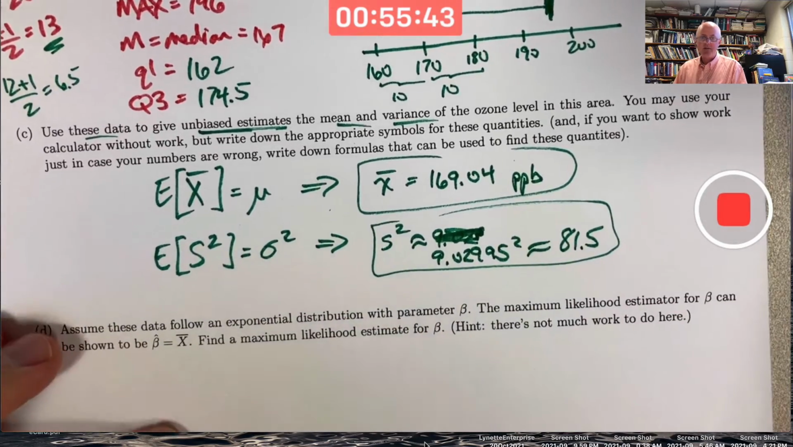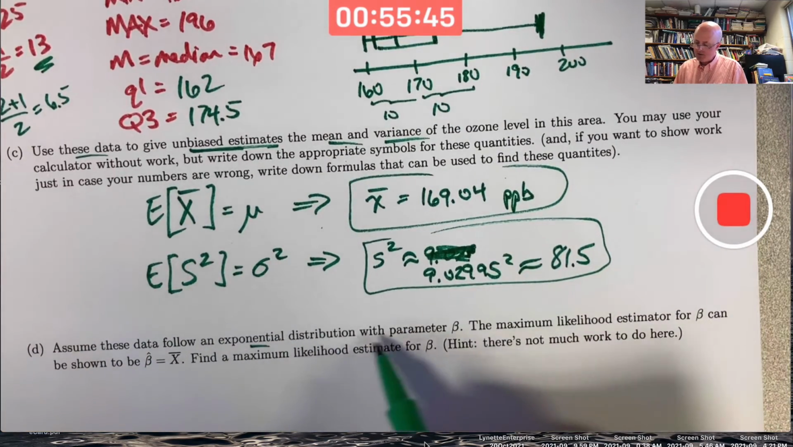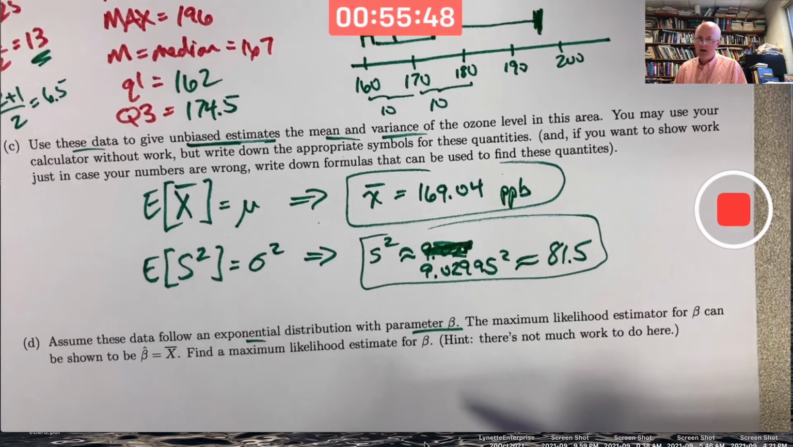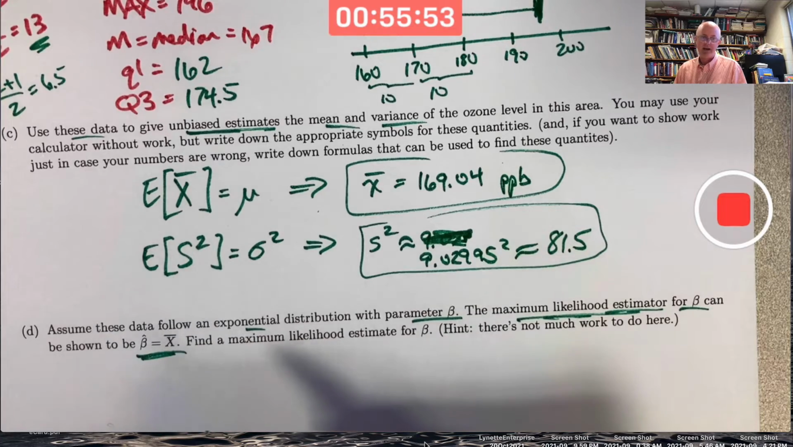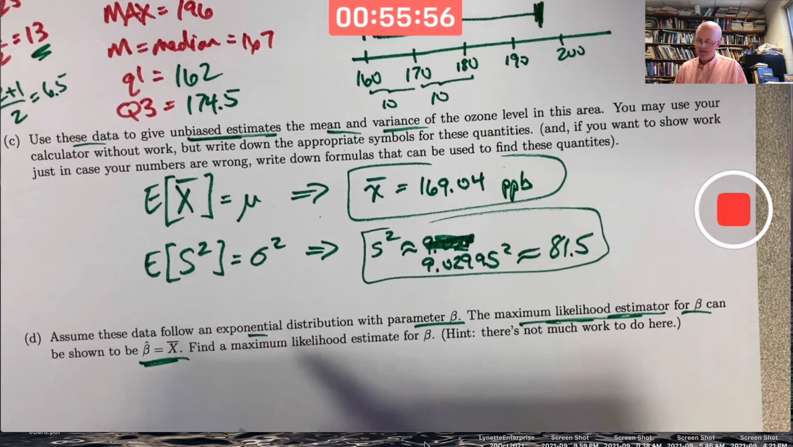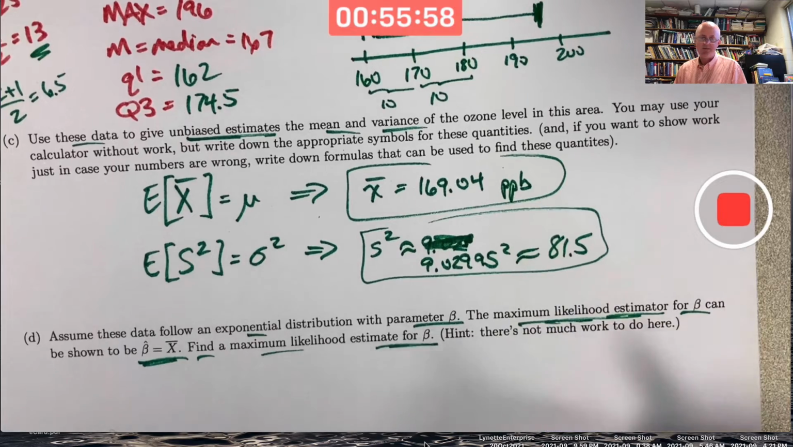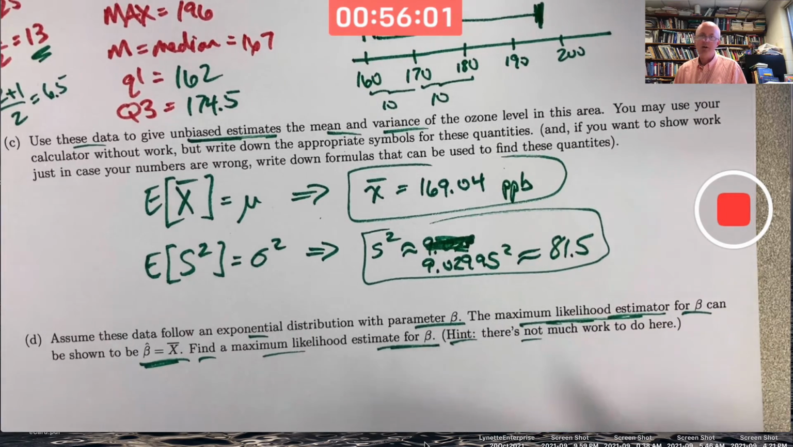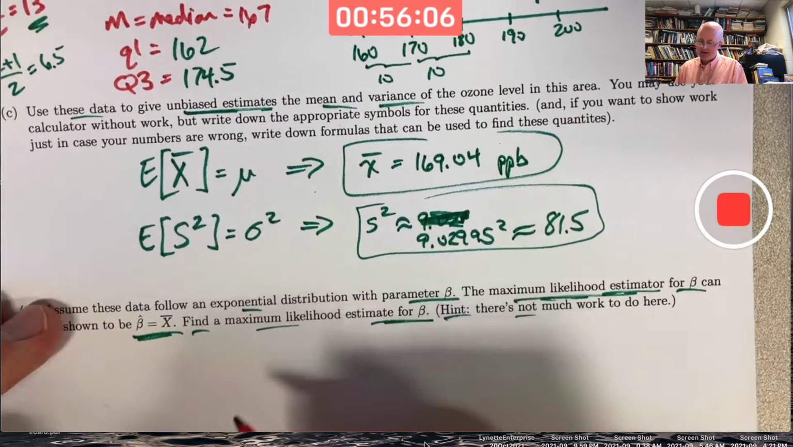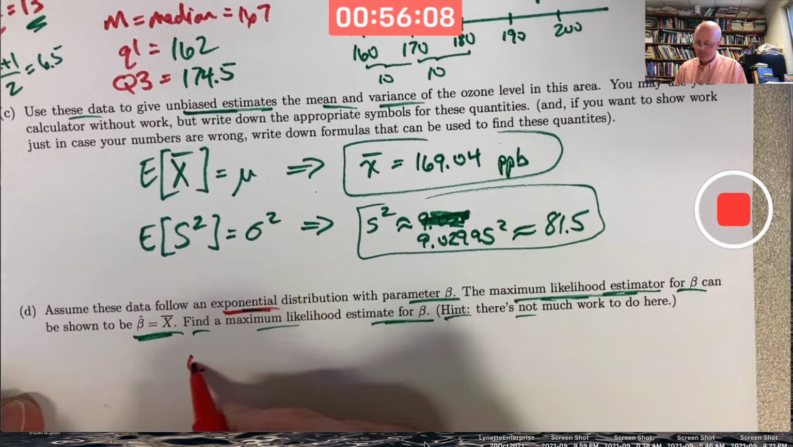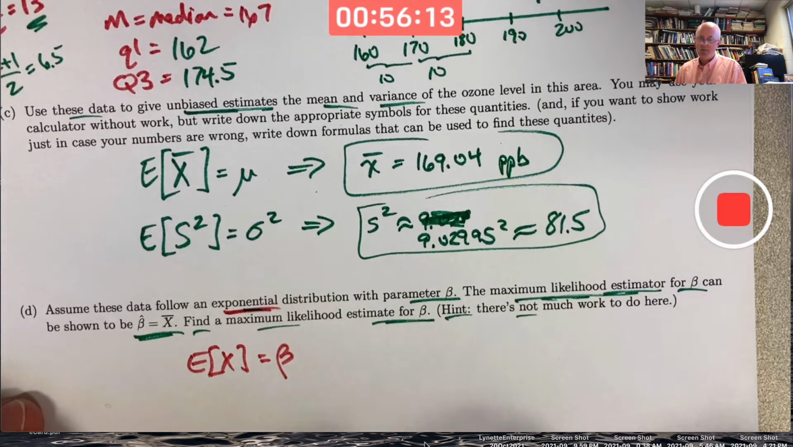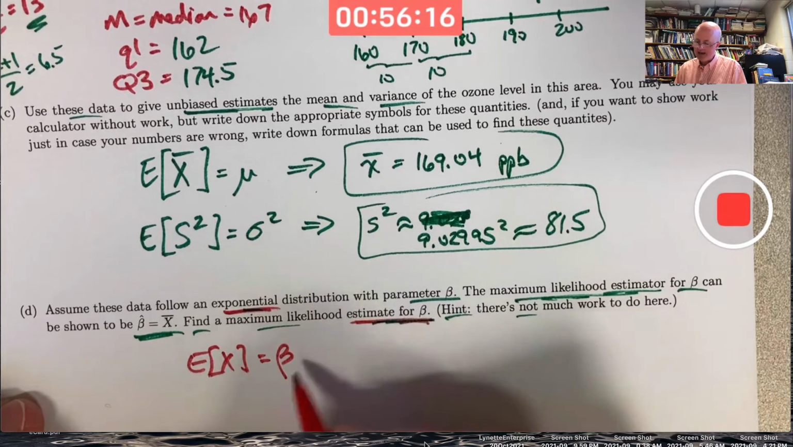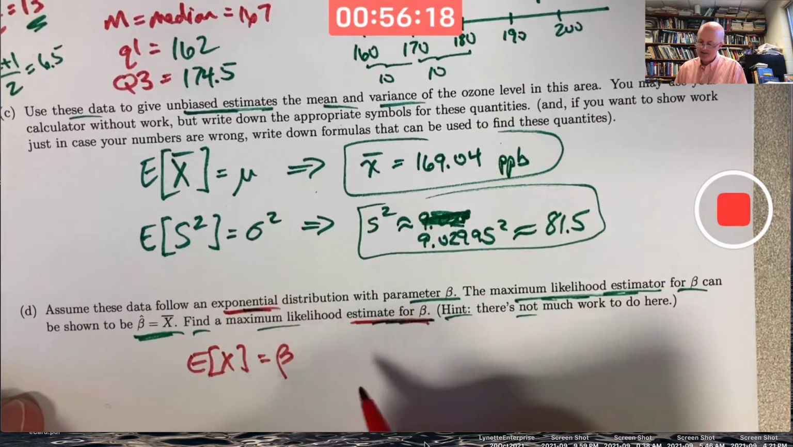Part D, assume the data follow an exponential distribution with parameter beta. I'm telling you the maximum likelihood estimator for beta can be shown to be beta hat equals x bar, the sample mean. Find a maximum likelihood estimate for beta. Hint, there's not much work to do here. You just got to know something. And the thing you got to know is that for an exponential random variable, beta is its mean. And therefore, a maximum likelihood estimate for beta, the mean, is the sample mean.